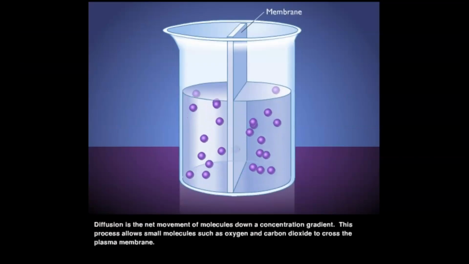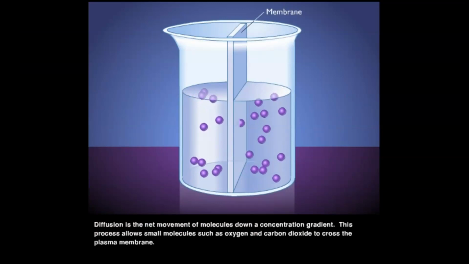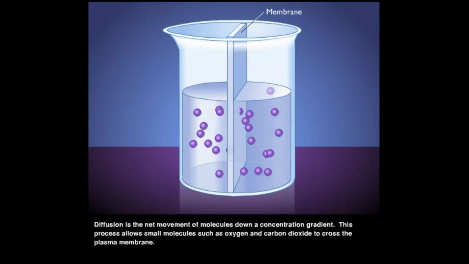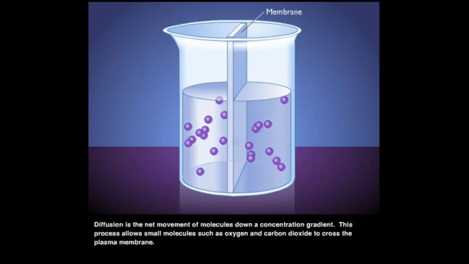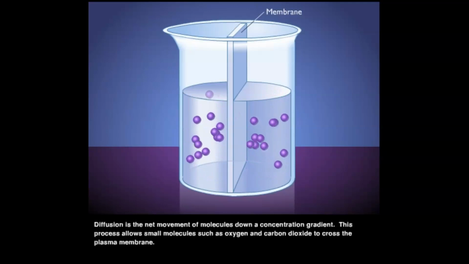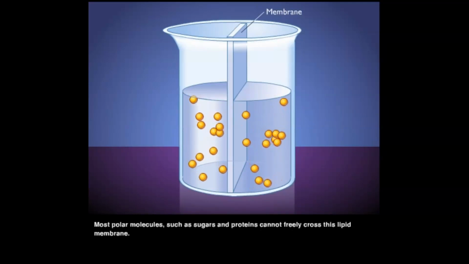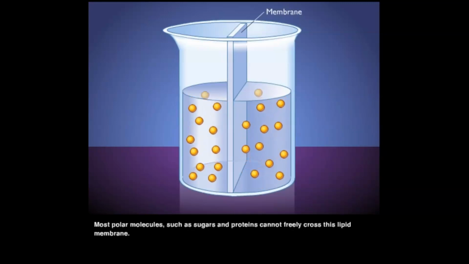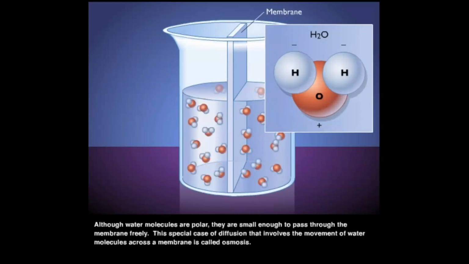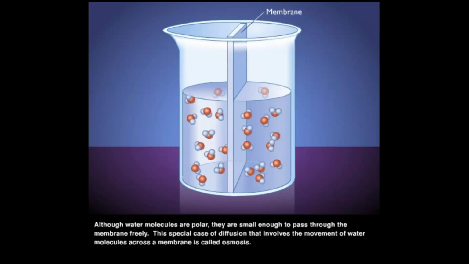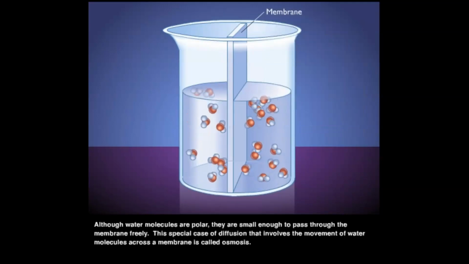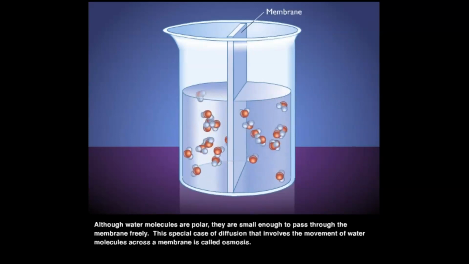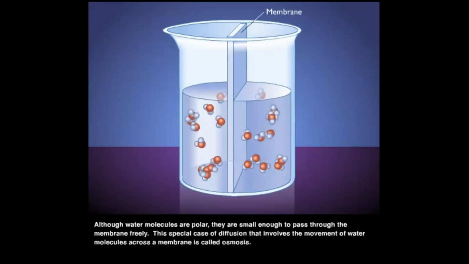Diffusion is the net movement of molecules down a concentration gradient. This process allows small molecules, such as oxygen and carbon dioxide, to cross the plasma membrane. Most polar molecules, such as sugars and proteins, cannot freely cross this lipid membrane. Although water molecules are polar, they are small enough to pass through the membrane freely. This special case of diffusion that involves the movement of water molecules across a membrane is called osmosis.